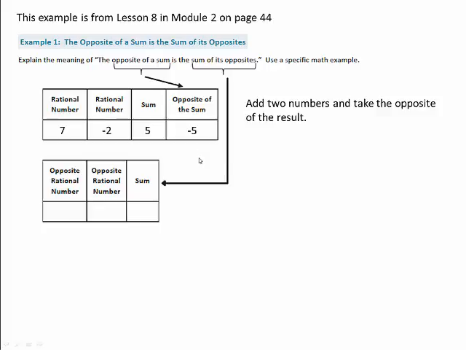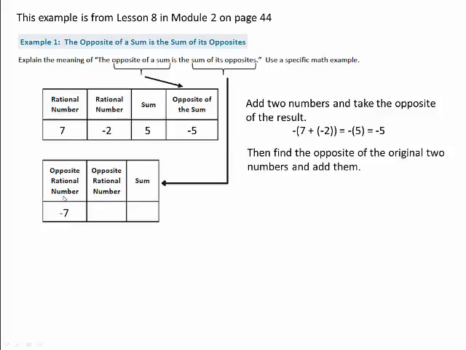This is what it looks like if we were to write it as an equation. The opposite of 7 plus -2 is -5. This is what we mean by the opposite of a sum, when we have the negative sign out in front of two values that are being added. Now this is the same as if we take the opposite of those two rational numbers. So first we're going to take the opposite of 7, which is -7, and then the opposite of -2, which is +2. If we add these two together, we get -5, which is the same answer we got before. So we can say that -7 plus 2 is -5.